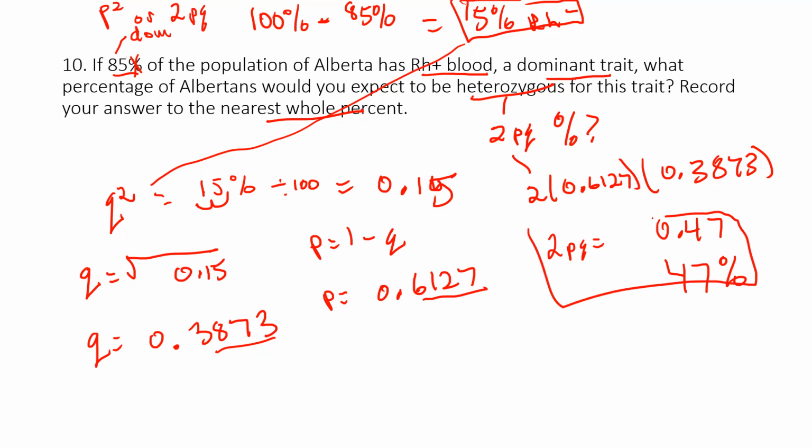Okay, so the only trick is they gave you the dominant frequency. We're just going to subtract that from 100 to get the Rh negative, the recessive frequency. And that's the one that we must use in these kind of calculations.